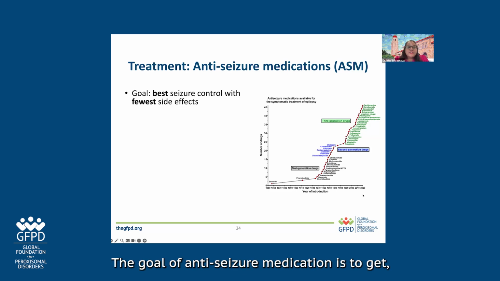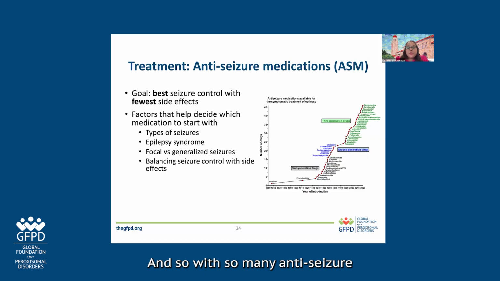The goal of anti-seizure medication is to achieve the best seizure control with the fewest side effects. And so, with so many anti-seizure medications, there are certain factors that your child's neurologist or your neurologist may use to help decide what medication to start. This includes the types of seizures, if there's a specific epilepsy syndrome, as I mentioned, infantile spasms is a type of epilepsy syndrome that has very specific seizure medications that can be helpful for it.